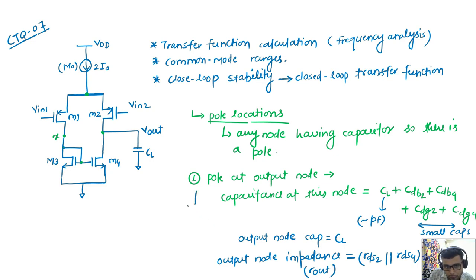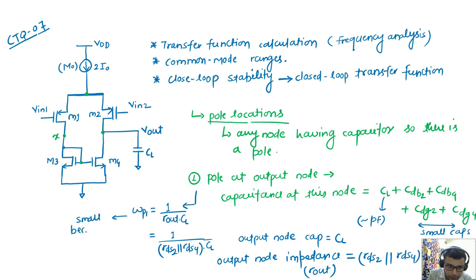So what is the pole frequency associated with this pole? That is omega p1, which is 1 upon Rout CL. It is giving me 1 upon (RDS2 parallel RDS4) into CL. As you can see, CL is the external capacitor, so this term is large and omega p is small because of the external capacitor CL.